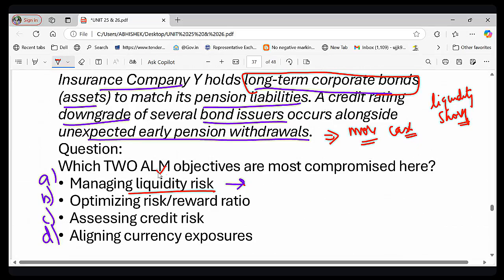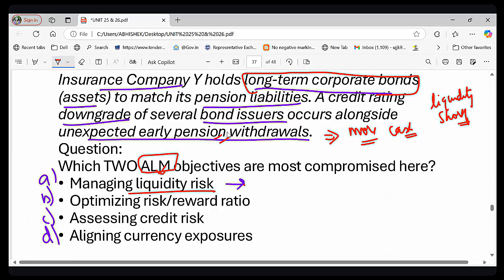Remember, managing liquidity risk is a very important objective of ALM, right? Think of a bank: suppose many customers come back to take their deposits back. Obviously the bank is exposed to liquidity risk, and the ALM objective is to manage it. The bank will need more cash than expected, and since money is tied up in long-term corporate bonds, it will have to sell its assets at a loss.